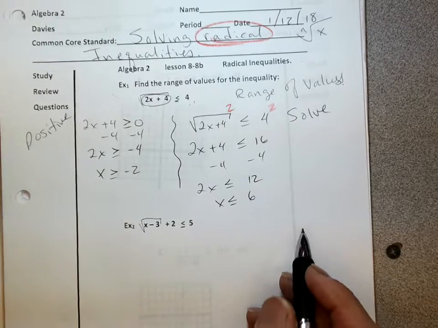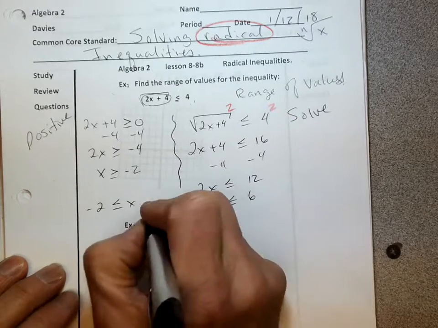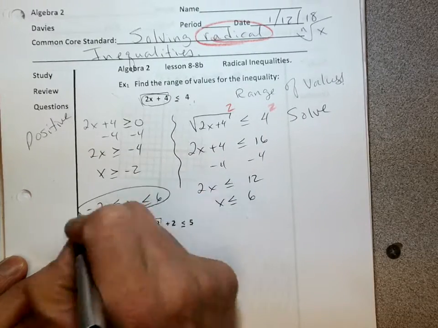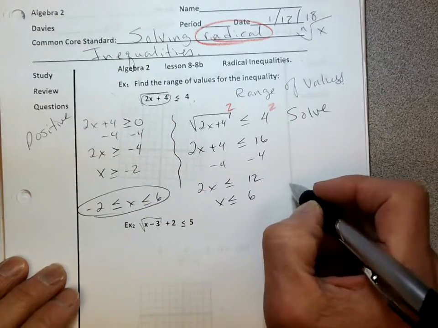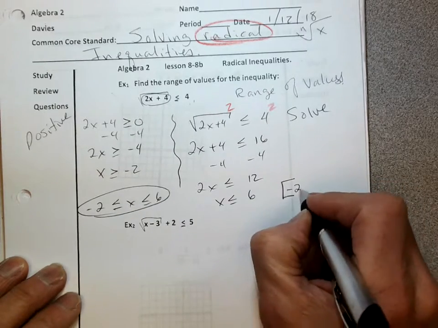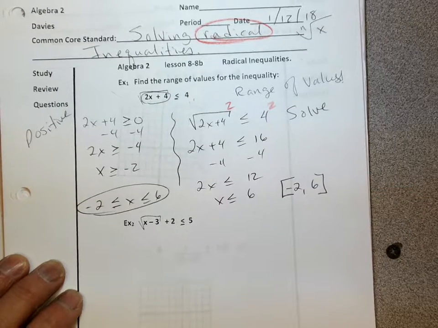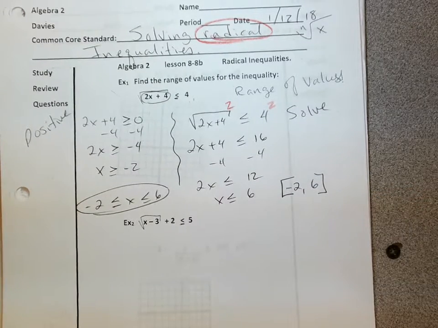So in set notation, I could say negative 2 is less than or equal to x, which is less than or equal to 6. Or if you like interval notation, which I kind of like, it's easy to write, bracket, because of the equal sign, remember that? Negative 2 comma 6 bracket, okay? Thumbs up. Seem pretty easy. I think you got a better understanding why we have both at this point now.